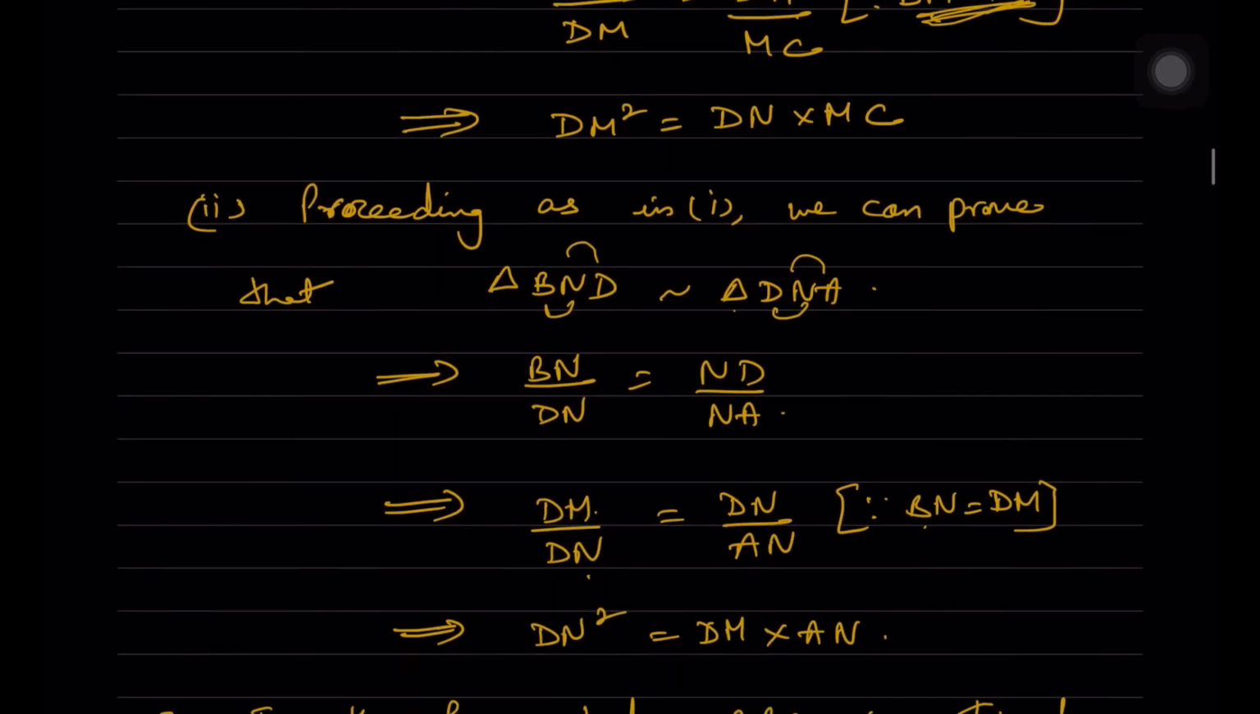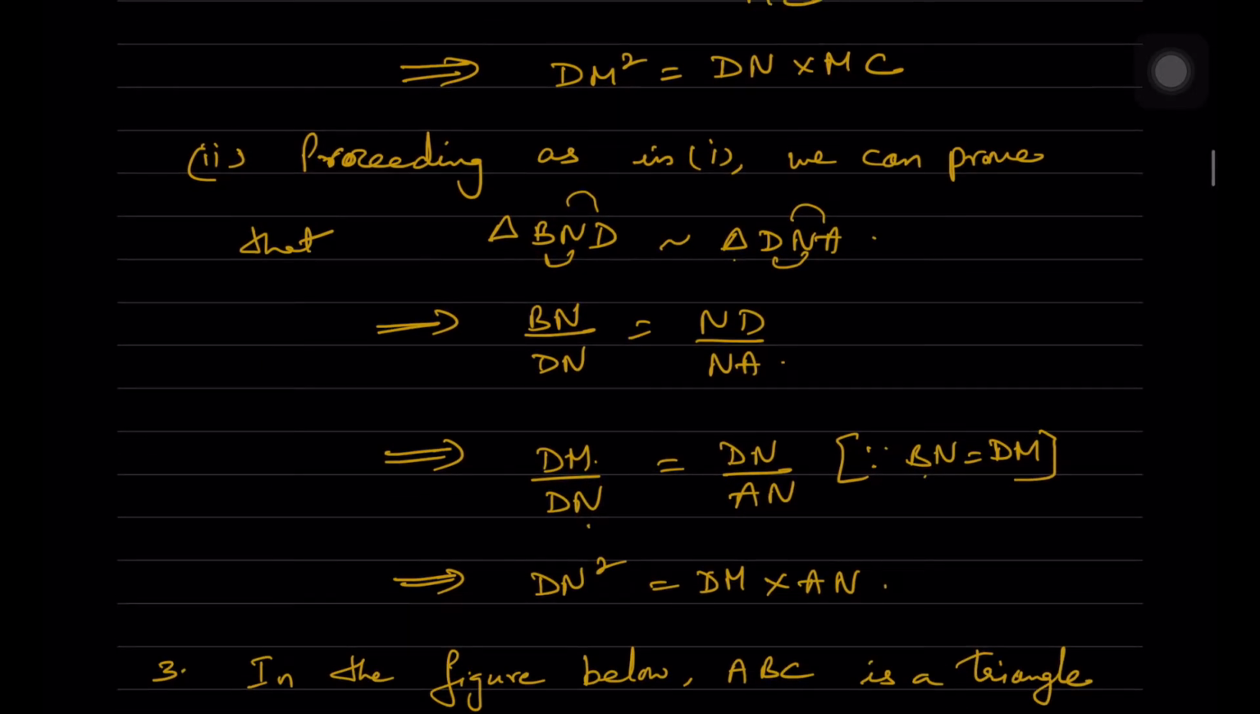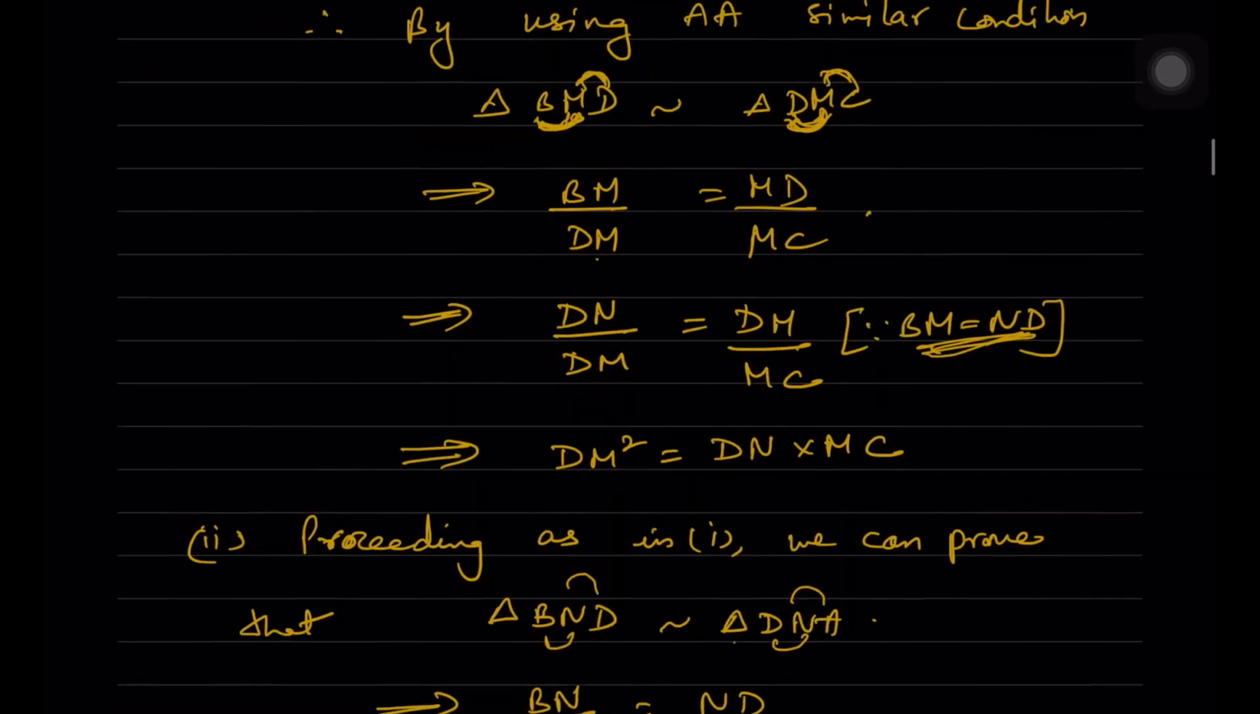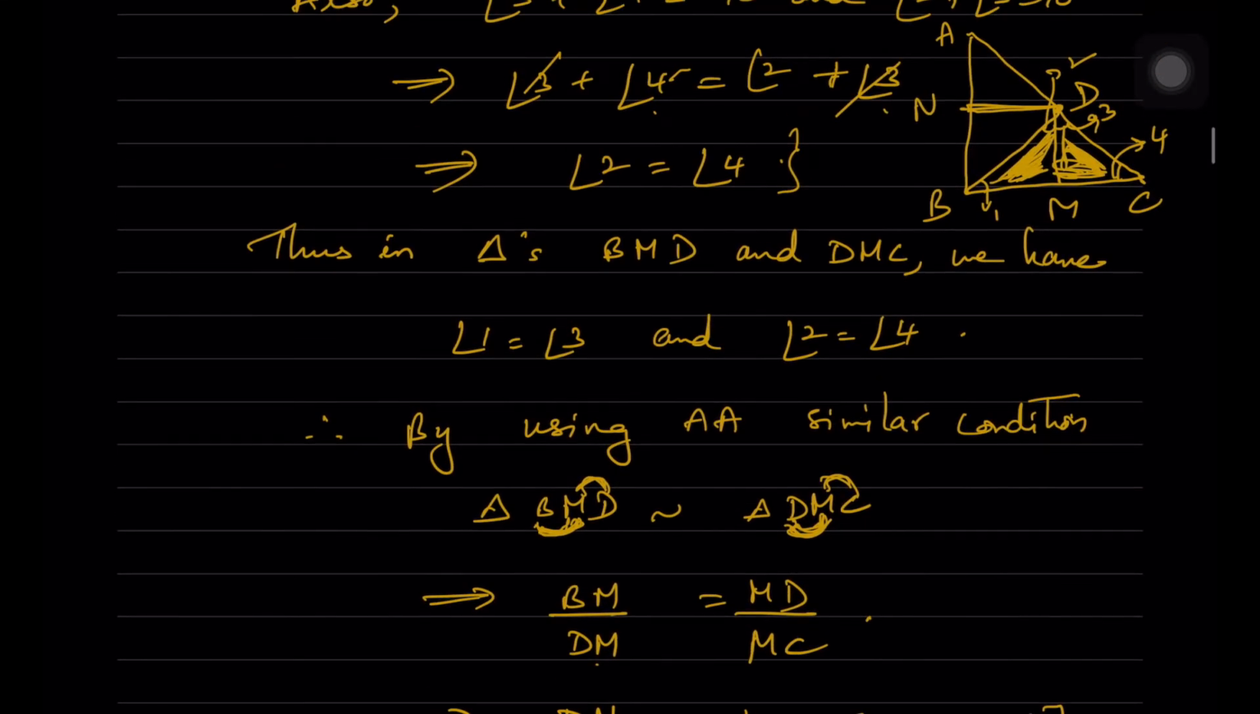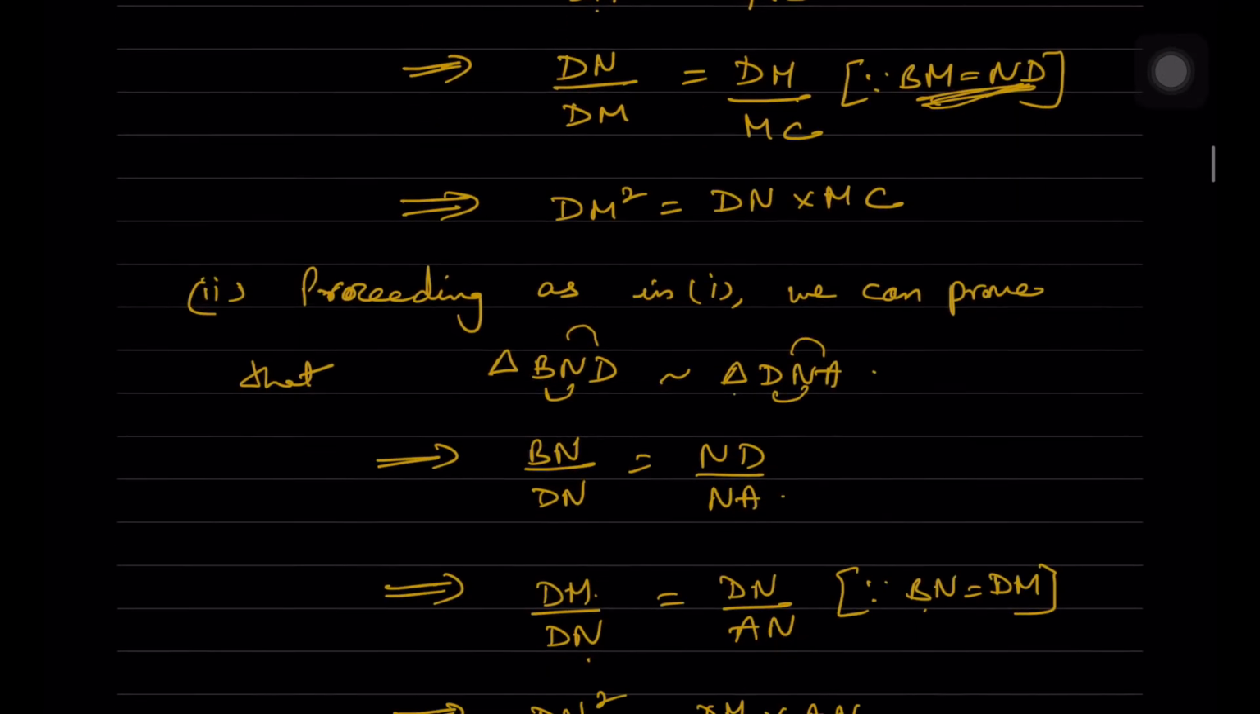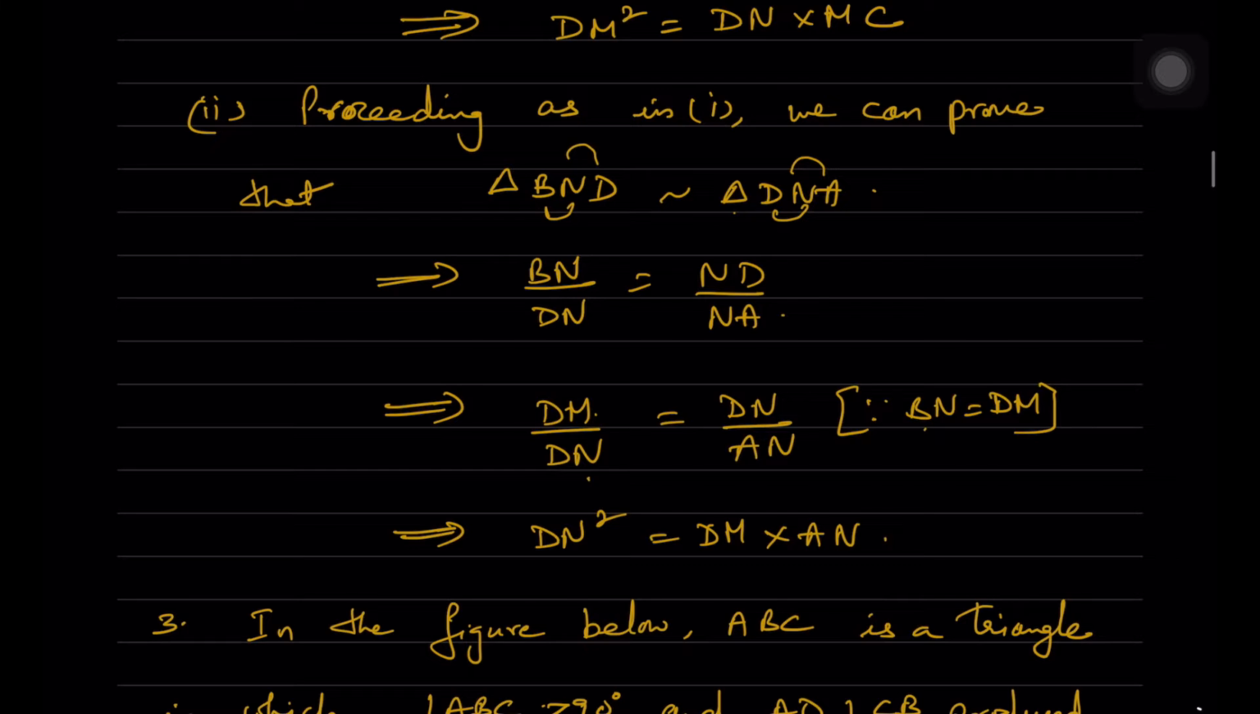Now the second one. Proceeding as in one, we can prove that triangle BND is similar to triangle DNA. Here you can see that BND is this triangle and AND is this triangle. In these two triangles, we are taking the first two sides, BN and DN. These two sides are proportional.